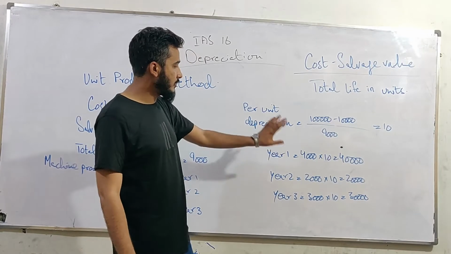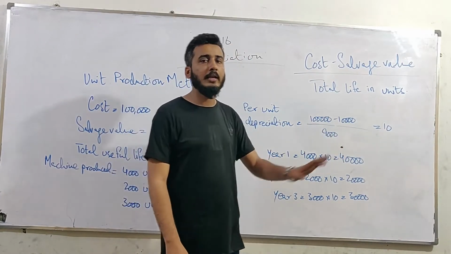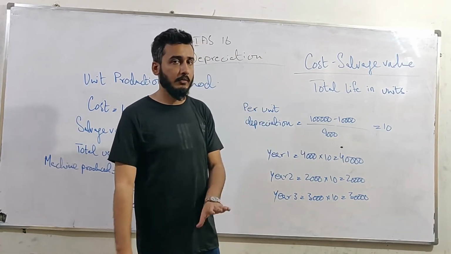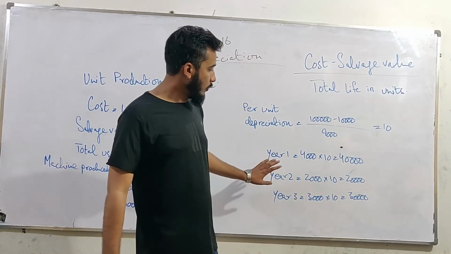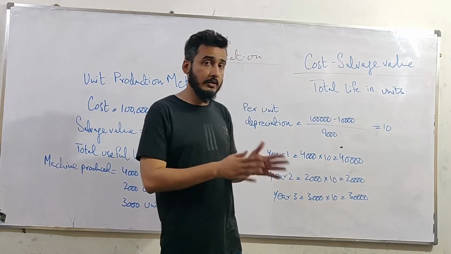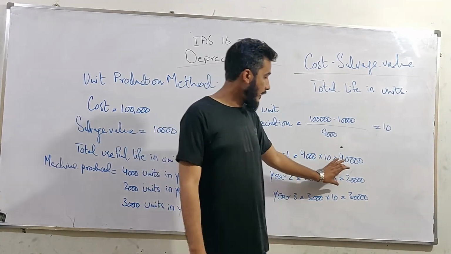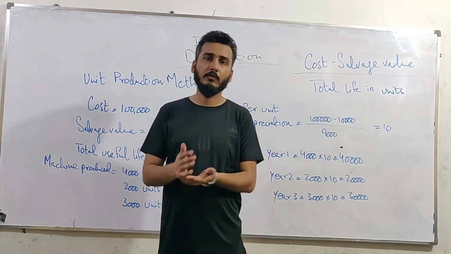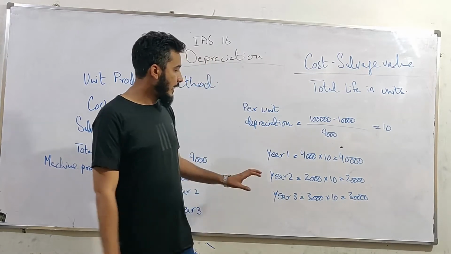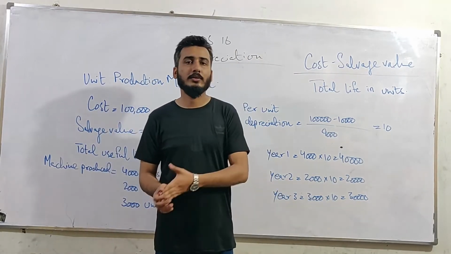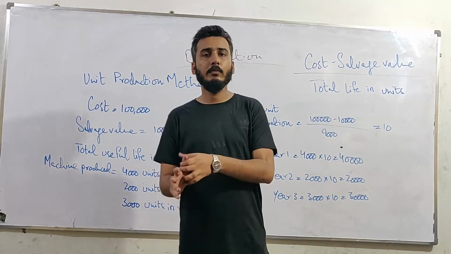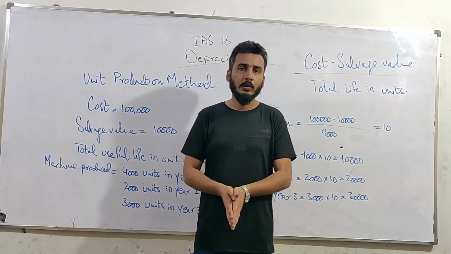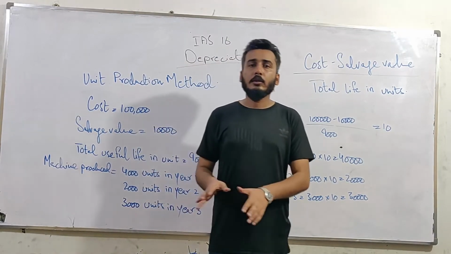Then in year 1, the machine produced 4,000 units, and multiplying it by per unit depreciation, we have 40,000 of total depreciation for year 1. In year 2, we have 2,000 units produced by the machine, and multiplying it by the per unit depreciation, we have the total depreciation for year 2, 20,000. In year 3, the machine produced 3,000 units, and by multiplying it with per unit depreciation, we have the total depreciation of 30,000. So this was all about the unit production method.